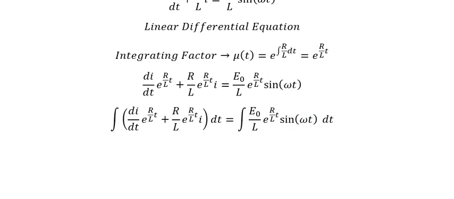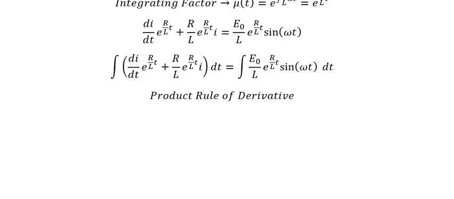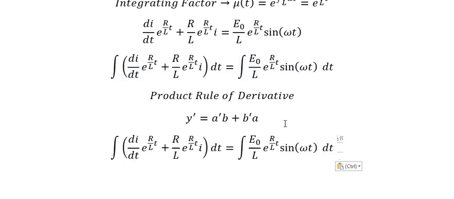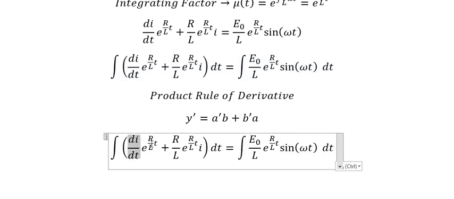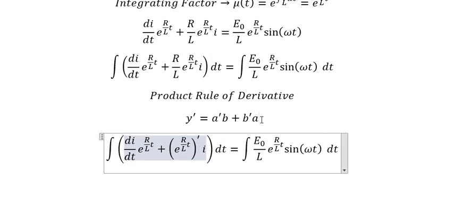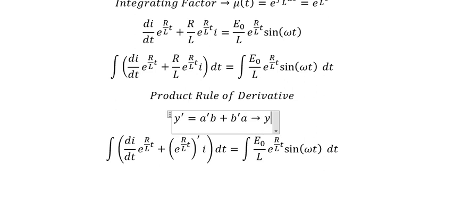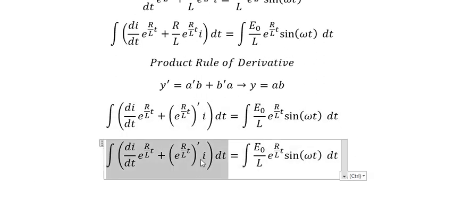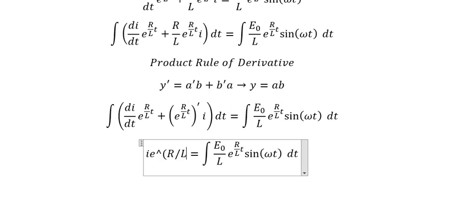Next, we can use the product rule of the derivative. So we have the first derivative of y equals the first derivative of x multiplied by b plus the first derivative of b multiplied by x. So we have the first derivative of I multiplied by b plus the first derivative of b multiplied by I. So the integration of this one is y equals I b. So the integration of that one is I e to the power of R over L t.